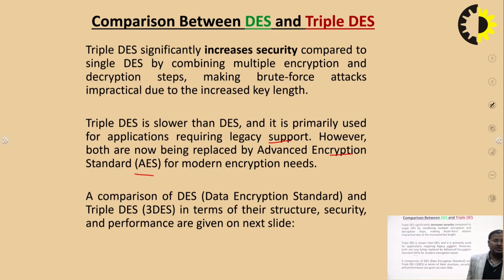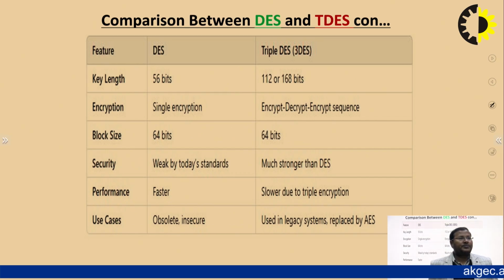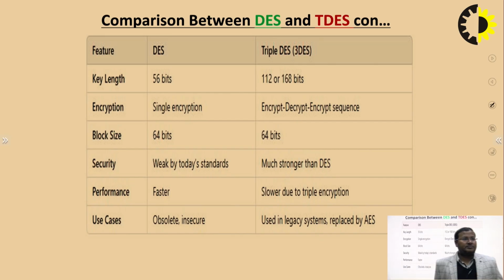A comparison between DS and triple DS is given in this table, where in the first column I have mentioned the features on the basis of which the comparison is performed. So the first feature is key length. In case of DS, the key length is 56 bits, while in case of triple DS, that is 3DS, the key length is 112, or it may be 168 bits. Encryption: here single encryption, there encryption, decryption, then encryption in sequence. So not a single encryption, there are 2 encryptions and 1 decryption.